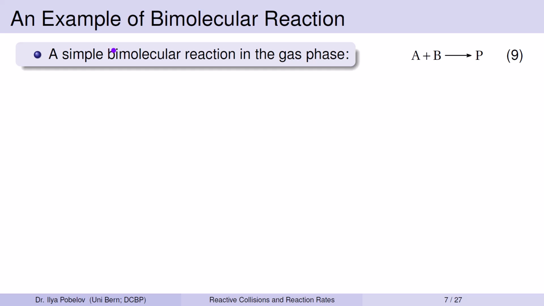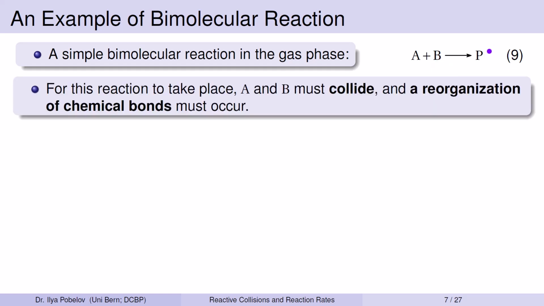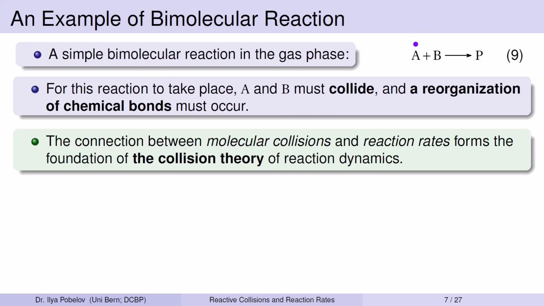Let us now consider as an example a simple bimolecular reaction in the gas phase, in which species A and B react to form a product P. For this reaction to take place, A and B must collide and a reorganization of chemical bonds must occur. This connection between molecular collisions and reaction rates forms the foundation of the collision theory of reaction dynamics.